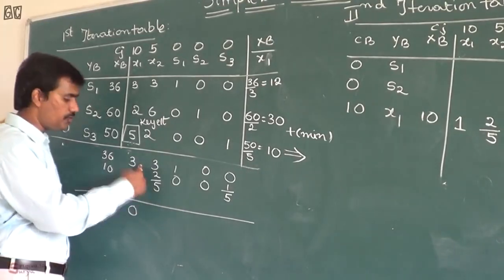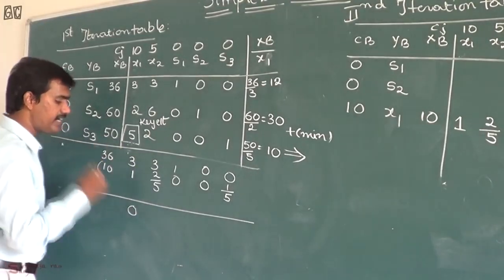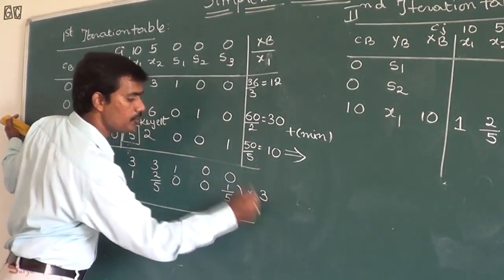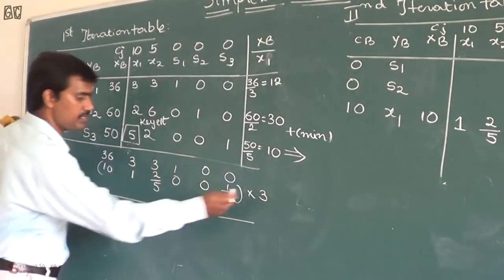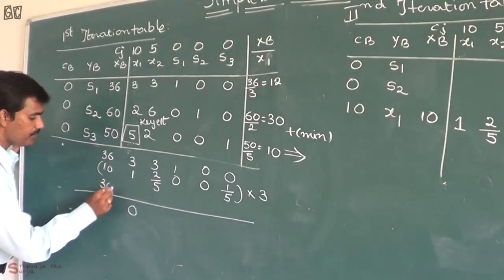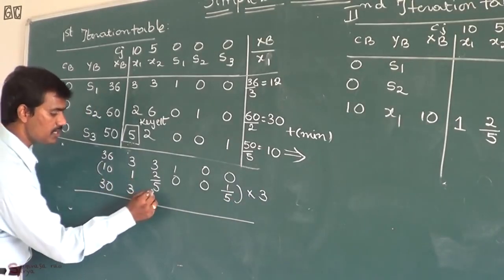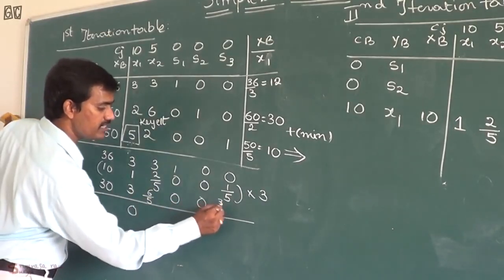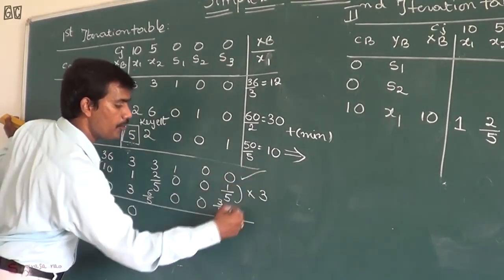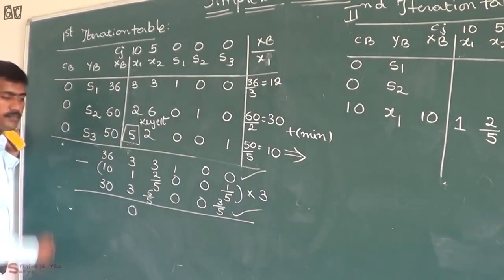Here we have 3. So without loss of generality, I am multiplying this second row by 3. If you have 4, multiply with 4. If you have a 10, multiply with 10. So that is 3 into 10, that is 30. 3 ones are 3, 3 twos are 6 by 5, 3 zeros are 0, 3 zeros are 0, and again 3 by 5. Now I am going to subtract these two.